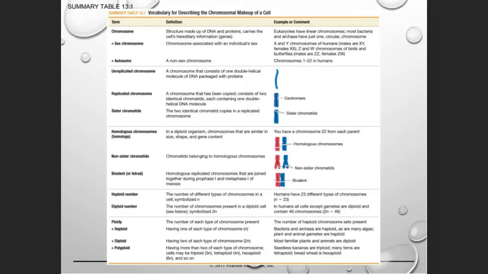So again, this is just one of those vocabulary charts, a good summary table if you want to look it over, right? If you have questions on this, let me know.